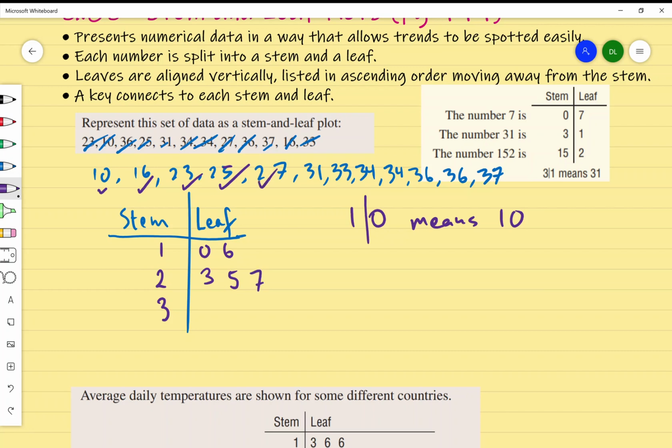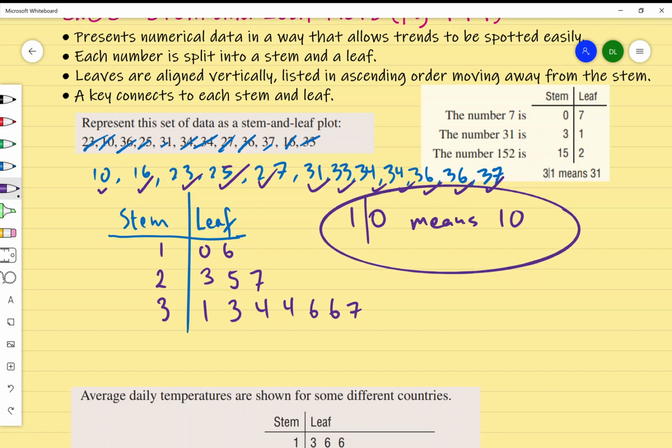Now I'm going to do the 30s. So I'm going to go with 31, 33, 34, 36, 36, oh, I've missed the 34, 36, and 37. You'll see that I only write the last digit or whatever's in my leaf. And I've included a key so that we can actually read what our graph, or our plot, sorry, means.